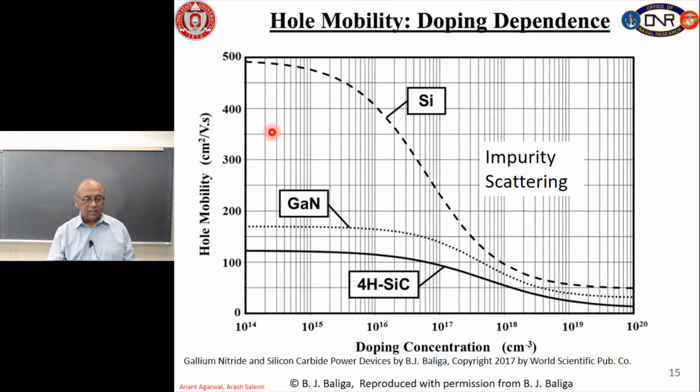So in silicon, it's fairly respectable, about 1/3 of electron mobility, about 500 centimeters square per volt second, which rapidly reduces due to the impurity scattering as we increase the doping density. But in gallium nitride and silicon carbide, the hole effective mass is much higher. So the mobility also is very, very low even at low doping concentrations.